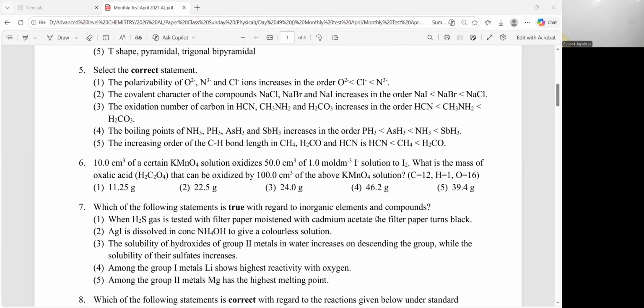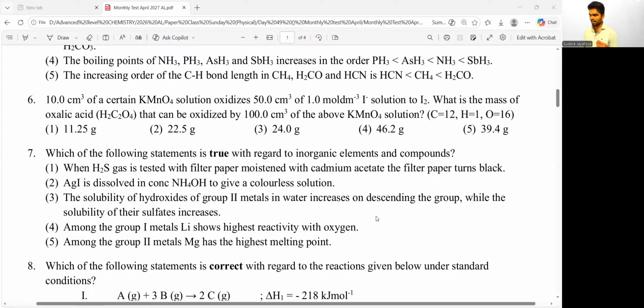Look at the first one. Which one of the following statements is true with regard to inorganic elements and compounds? Look at the first statement: when H2S gas is tested with filter paper moist with cadmium acetate, the filter paper turns black. This statement is false.